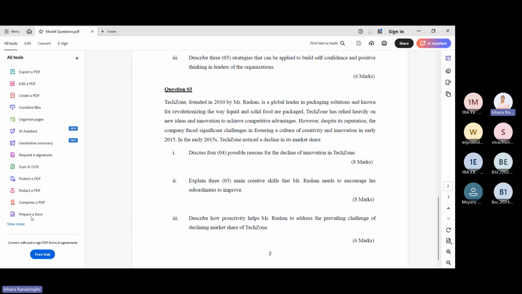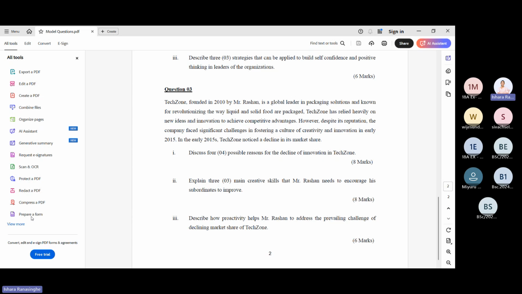Then if they don't have a growth-oriented mindset, and if they are not intrinsically motivated, plus if the leaders and the employees are not resilient, these reasons also can be some causes for decline of innovation. You can write from both slides. Even if 4 points are written here, if you all have written these 5 points also, you all can gain the marks.